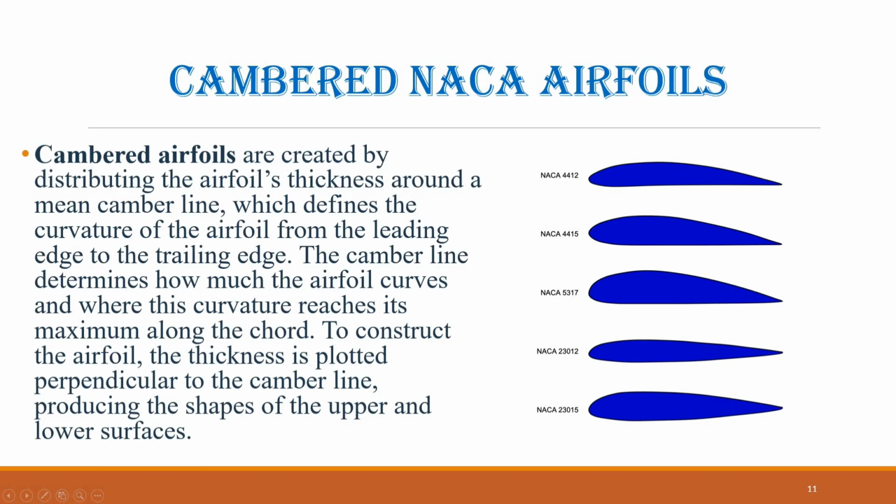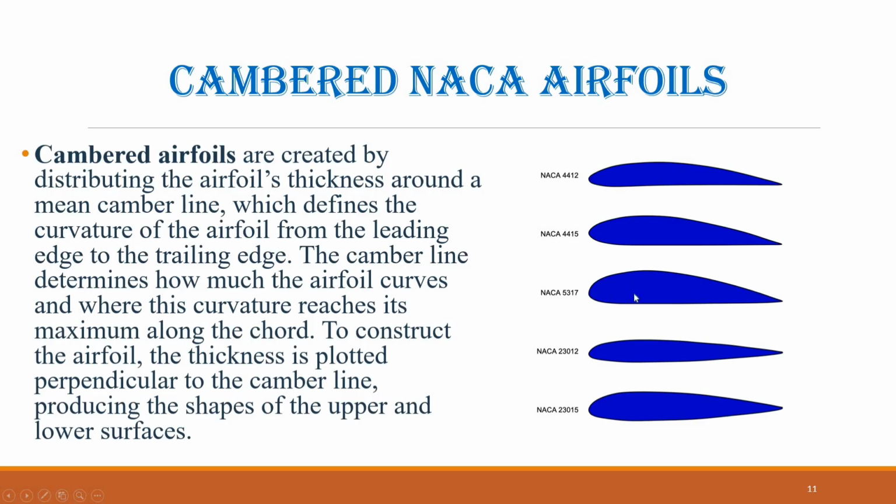Cambered NACA airfoils. Cambered airfoils are created by distributing the airfoil's thickness around a mean camber line, which defines the curvature of the airfoil from the leading edge to the trailing edge. The camber line determines how much the airfoil curves and where this curvature reaches its maximum along the chord. To construct the airfoil, the thickness is plotted perpendicular to the camber line, producing the shapes of the upper and lower surfaces.